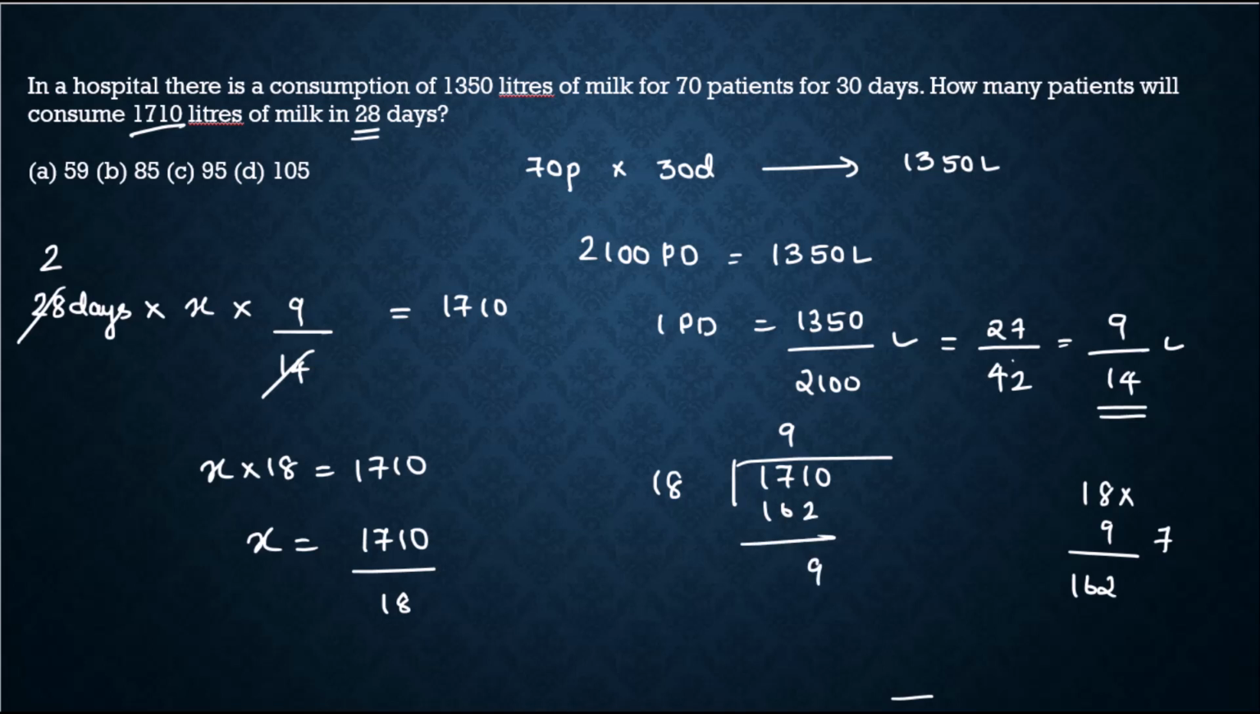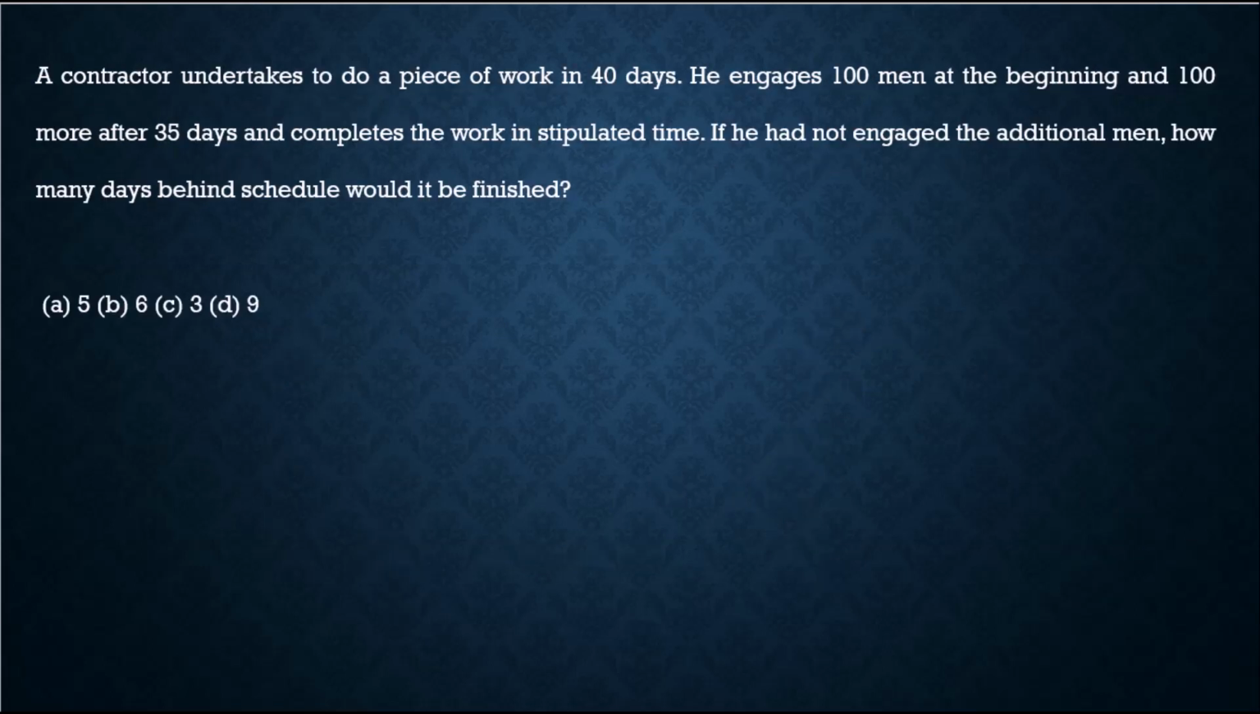So here you will be getting 90. 18 into 5, so 95 days. So it will be okay for 95, not 95 days, 95 patients. Is that fine? It's a different type of question. Try to understand it. But once you understand the concept, it's very easy to solve. Okay, fine.